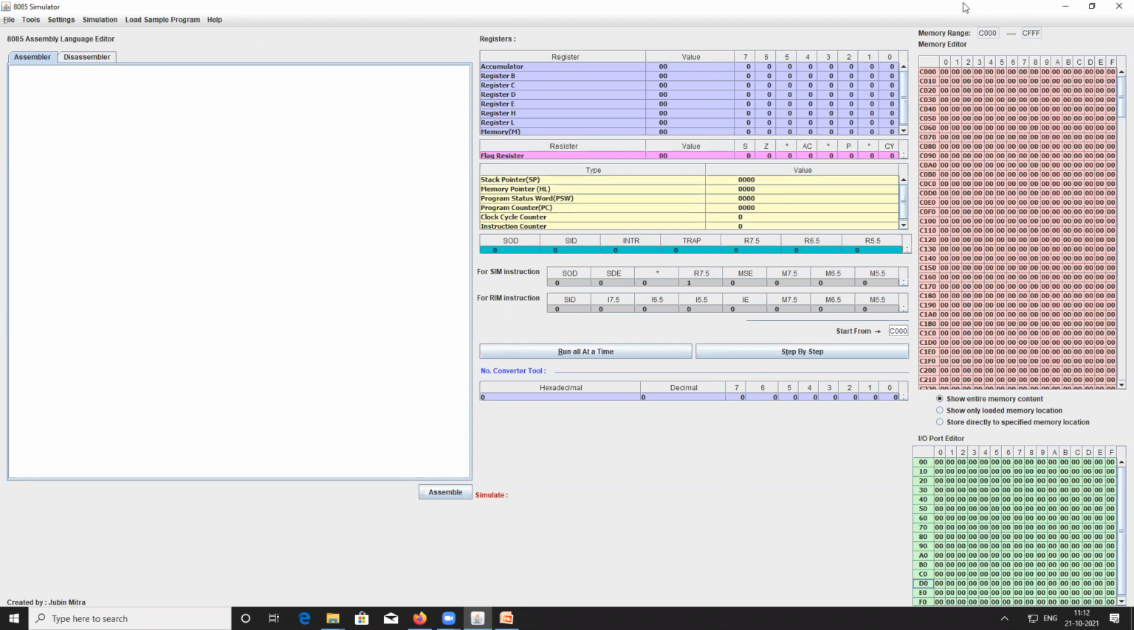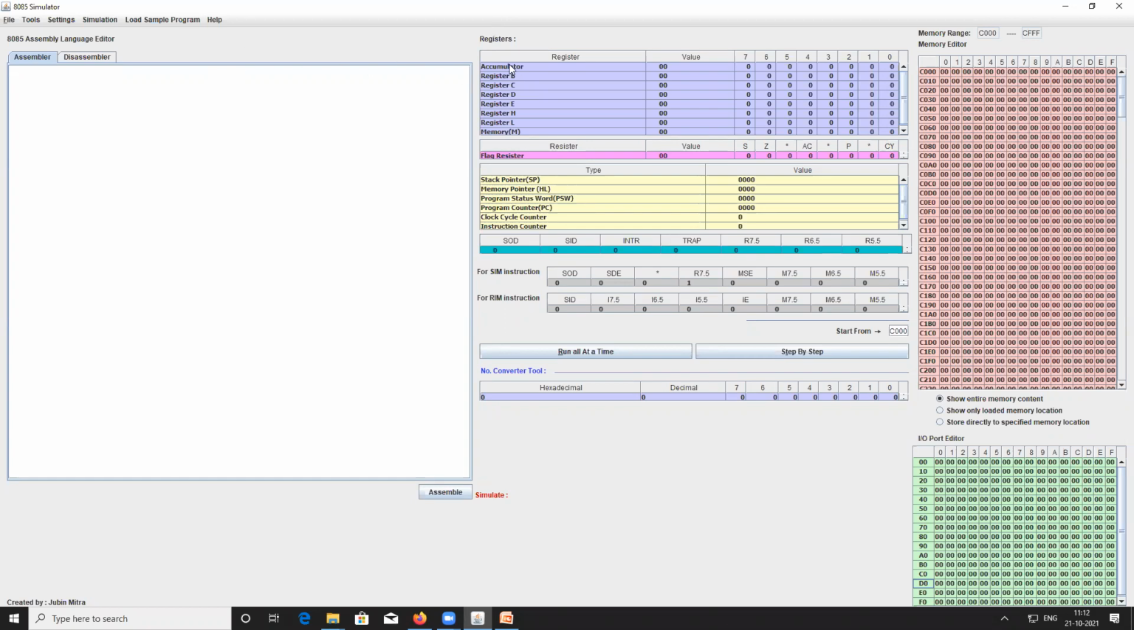After that, this setup will run, and the 8085 simulator will be installed. Okay, so we'll go one by one. First we will discuss the whole 8085 simulator.